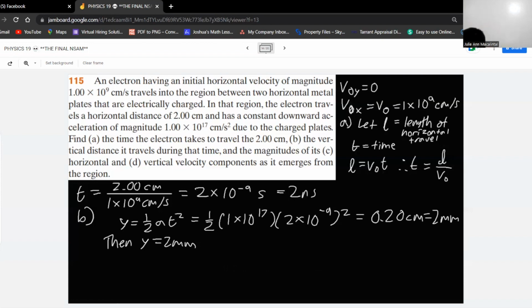Okay. So alam natin yung A and B na. So C, horizontal and vertical velocity components. So Vx and Vy. And then Vy equals, I think centimeter per second mo na lang, kasi ang binigay na units naman ay in centimeters. Why would they give it in centimeters and not in meters?